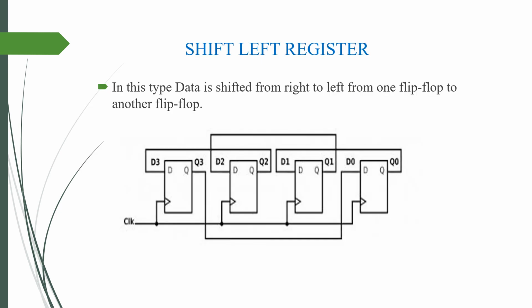Now we will see the shift left register. In this type, data is shifted from right to left, from one flip-flop to another flip-flop. This is the opposite process of shifting the data as we have seen in the previous diagram. The circuit action is very similar to the previous one, the only difference being that here data is shifted to the left side, from right to left. Here output Q0 is connected to D1, output Q1 is connected to input D2, output Q2 is connected to input D3 and so on. So data is shifted towards the left direction.